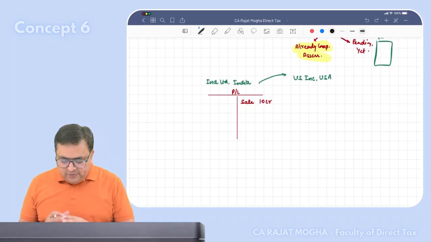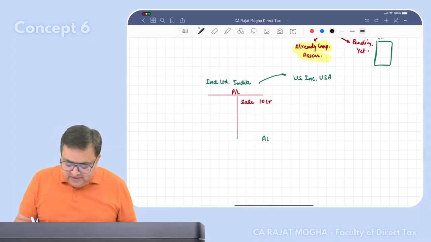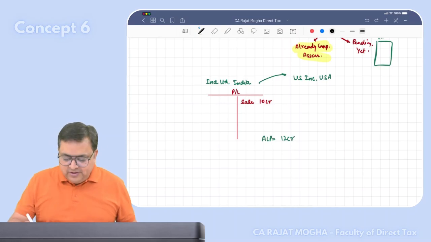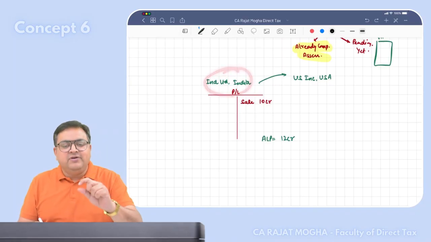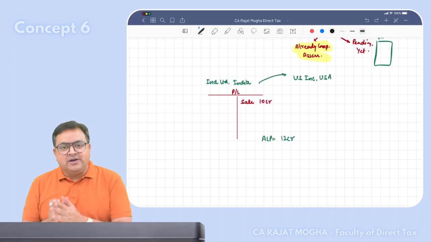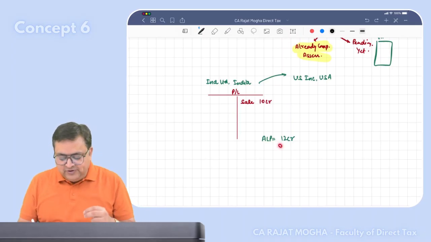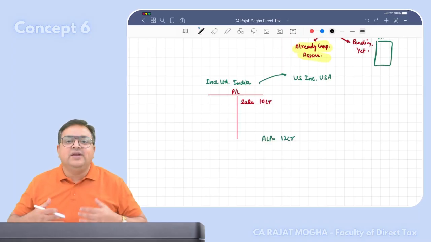And now the assessing officer finds, or due to any reason we are saying, that the ALP is rupees 12 crore. So what will we do? We will tell IND Limited that your income will be increased by rupees 2 crore because you are showing the price at a lower value. It is 12 crore, so you have to pay extra tax. Your income will be increased.